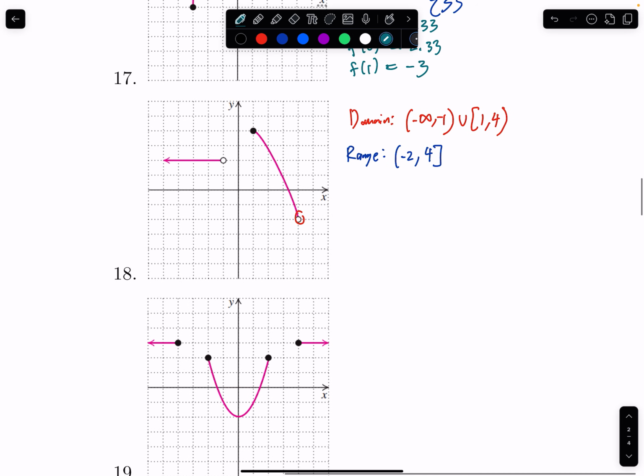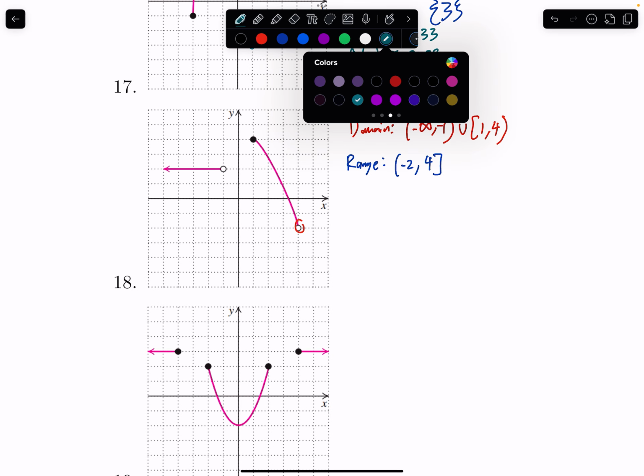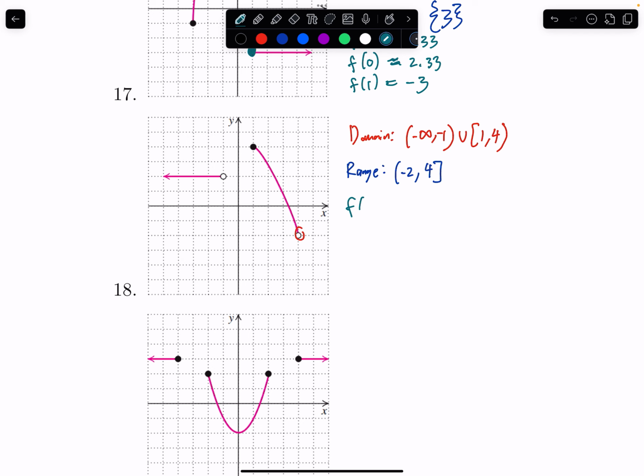Okay, 17. What are the values? Okay, values are f of -1 first. Here's -1. It's open, so there is no value, and we'll say it does not exist. F of 0 at 0, same thing. There's no value there, so also does not exist. And f of 1 is 4 right there. So 4.